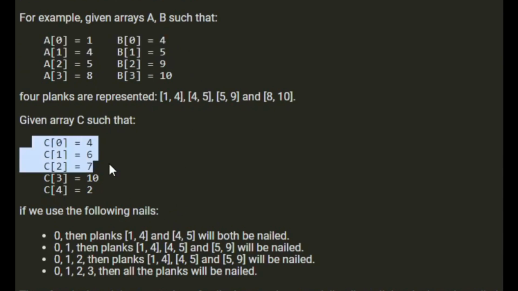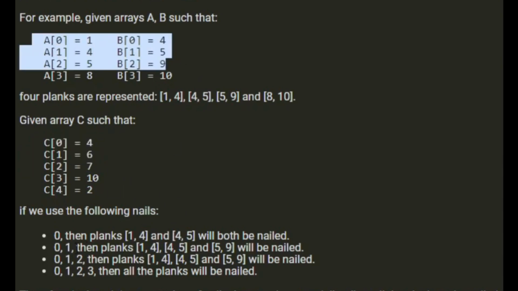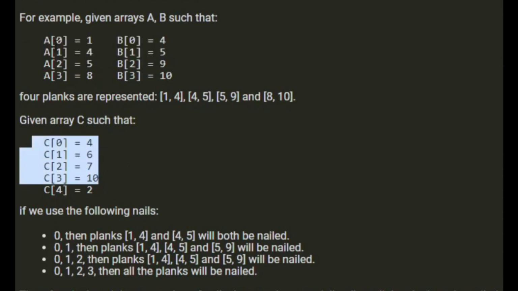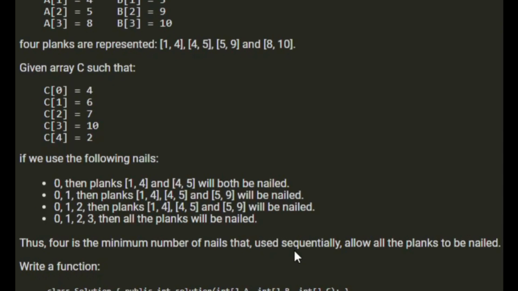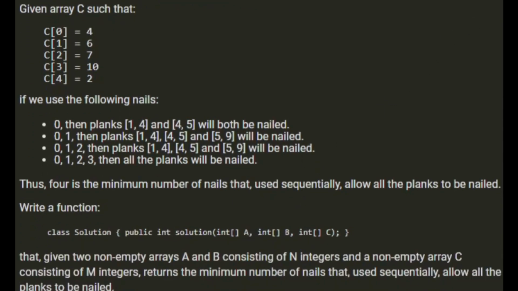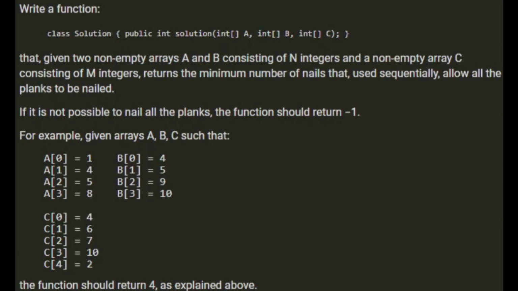If we use 0, 1, 2, 4, 6, 7, the same will be nailed. With 0, 1, 2, 3, all 4 planks will be nailed. So 4 is the minimum number of nails used sequentially that allow the planks to be nailed. Okay, write a function that, given the arrays, returns the minimum number of nails that allow all planks to be nailed. If it's not possible to nail all the planks, the function should return -1. So given that example, we should return 4.